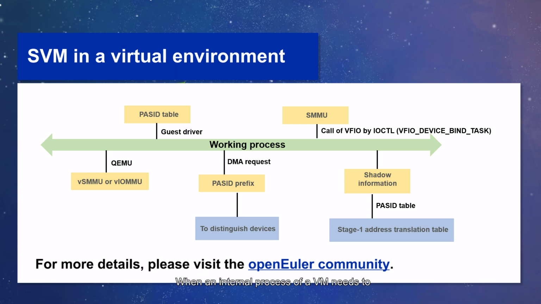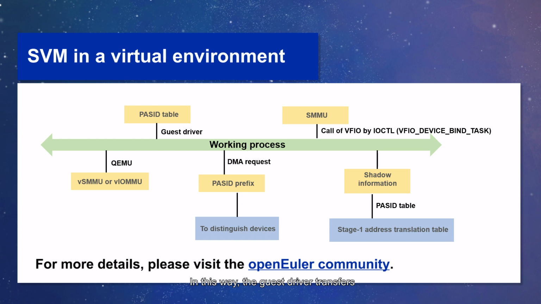vIOMMU. When an internal process of a VM needs to access a pass-through device, the VM invokes the guest driver to create a process address space ID table, or PASID table. The PASID is used as an identifier of the process address space in a VM. When the device initiates a DMA request, a PASID prefix is carried with the request. In this way, the SMMU can distinguish devices. When a PASID table is created, the vSMMU is accessed.